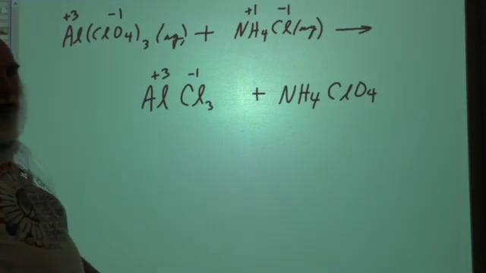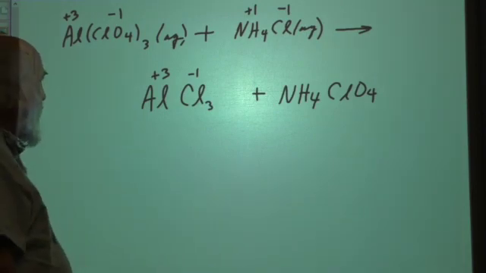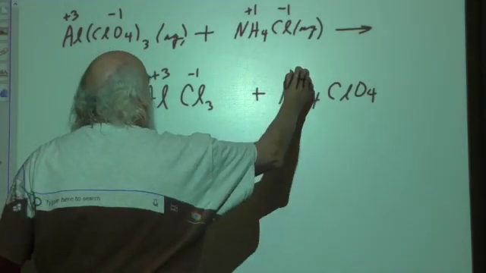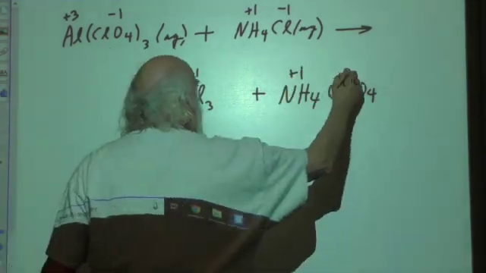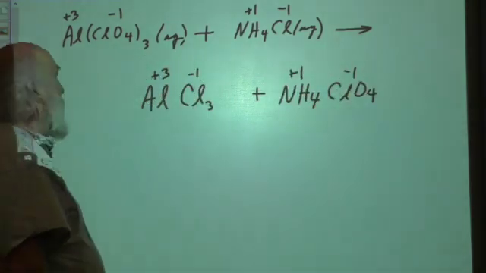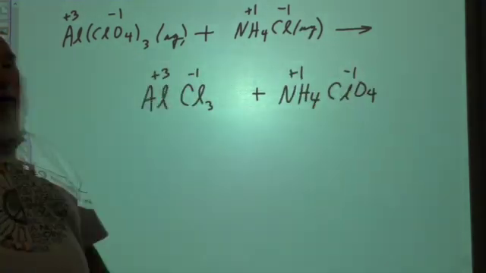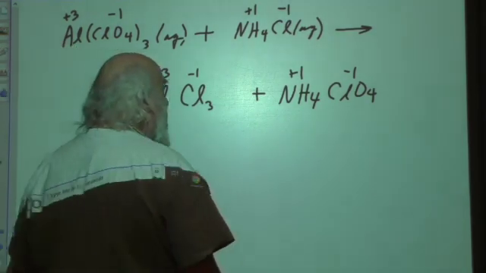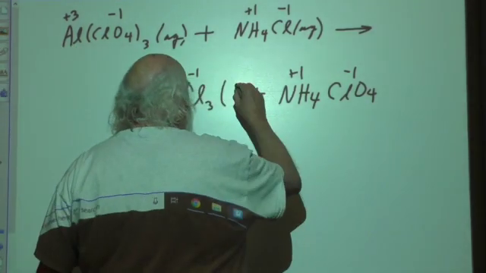Don't use parentheses because it's not a polyatomic ion. It's just a singular ion. NH4 is positive 1. ClO4 is negative 1. That's already balanced. So we didn't need that little 3 to go over there. Okay? So, now we need the phases.